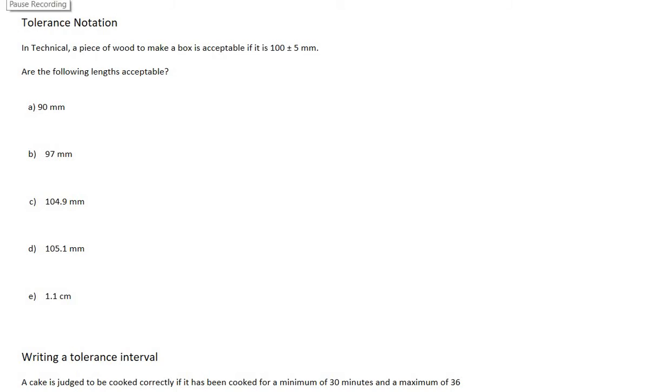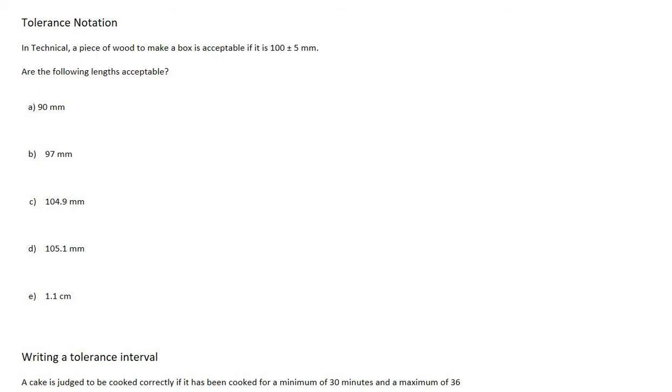Hi guys, so today we're going to have a look at tolerance notation. For example, in technical woodworking, a piece of wood to make a box is acceptable if it's 100 plus or minus 5 millimeters. Then it's asking, are the following lengths acceptable?